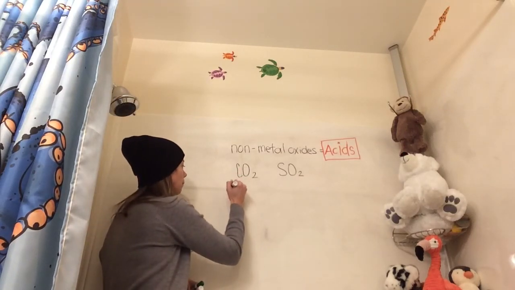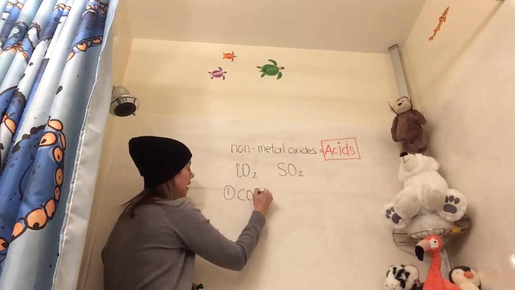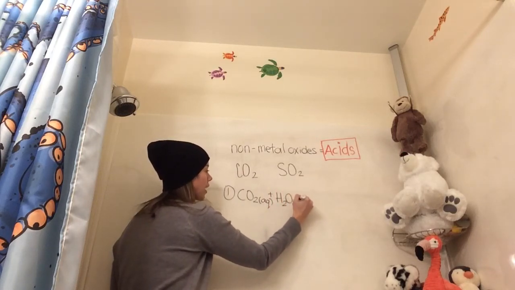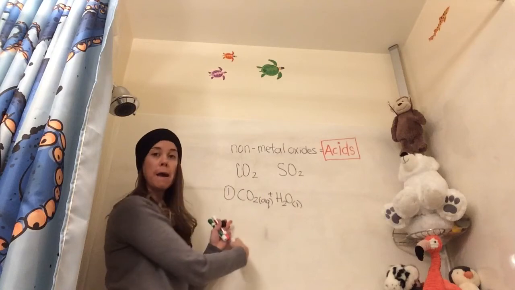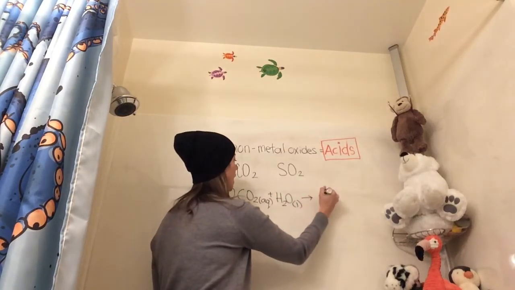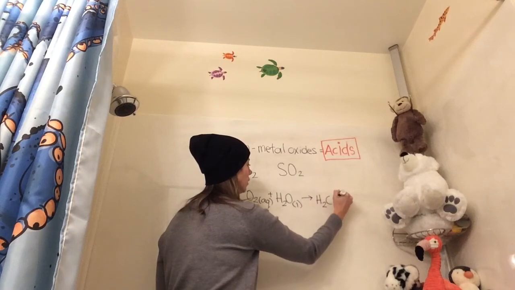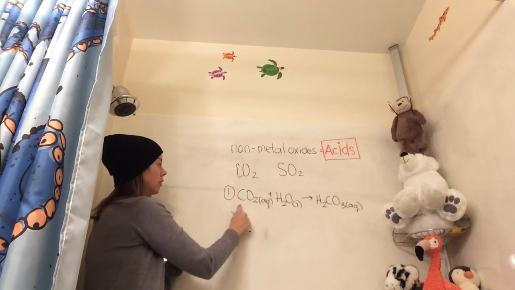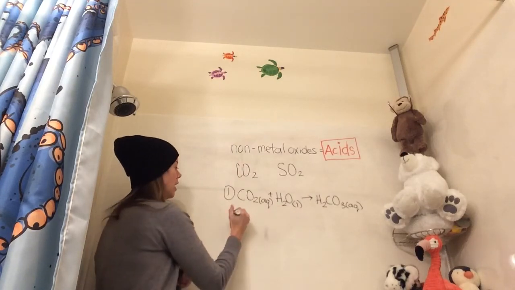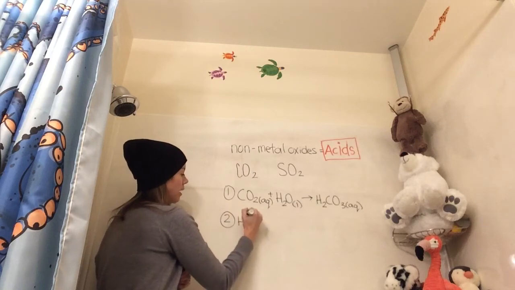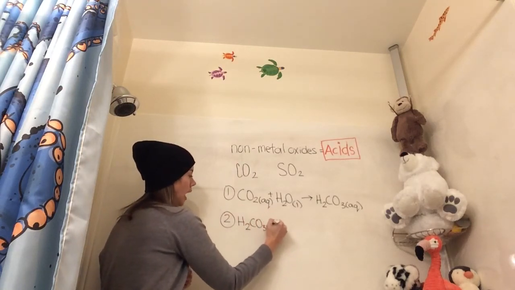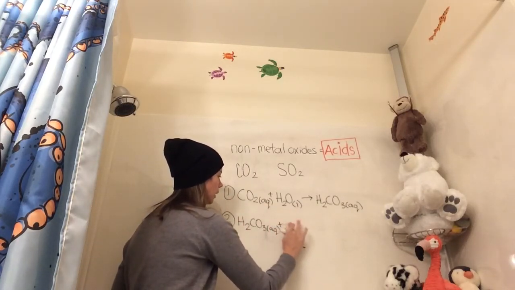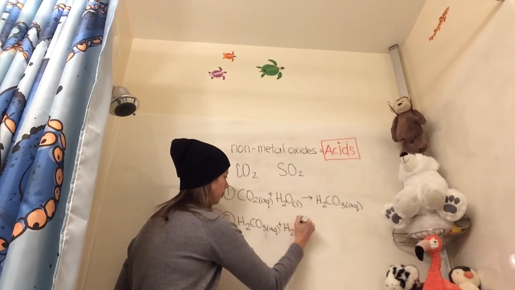So my first step, I'm going to take carbon dioxide and I'm going to react it with water. And I call this the mashup step because I'm just going to put everything together. So I end up getting H2CO3. There's my three oxygens. Now my second step, I take my H2CO3 and I react it with water a second time. Just one water.